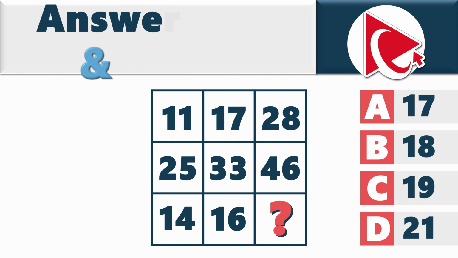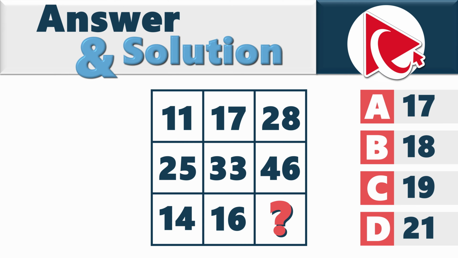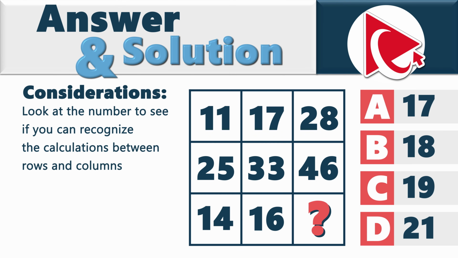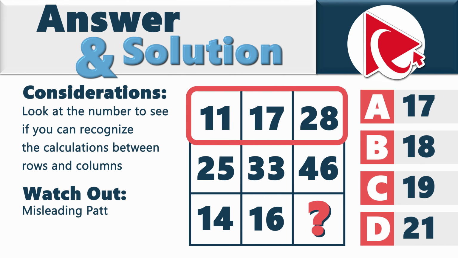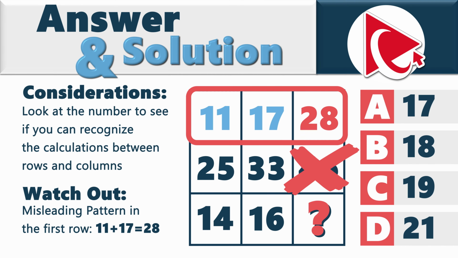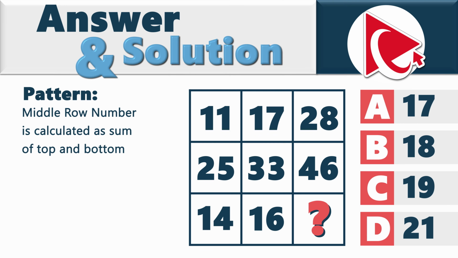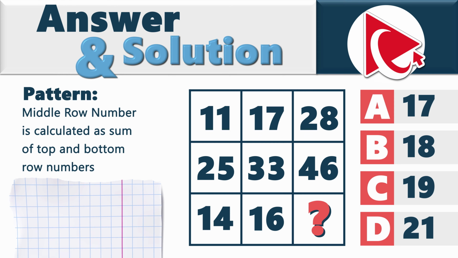Typically, when you see a matrix, you need to determine how to do calculations with the numbers. In each case, you need to look at the numbers to see if you can recognize calculations between rows and columns. Sometimes, though, there's a caveat. There's a misleading pattern here in the first row. 11 plus 17 does equal 28, but this pattern does not continue. So the actual pattern here is that the middle row number is calculated as the sum of top and bottom row numbers. Let's look at the example.